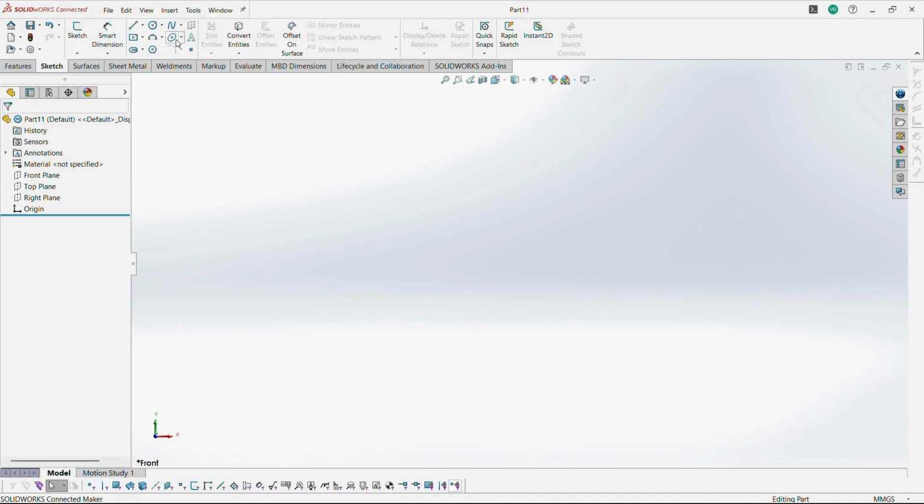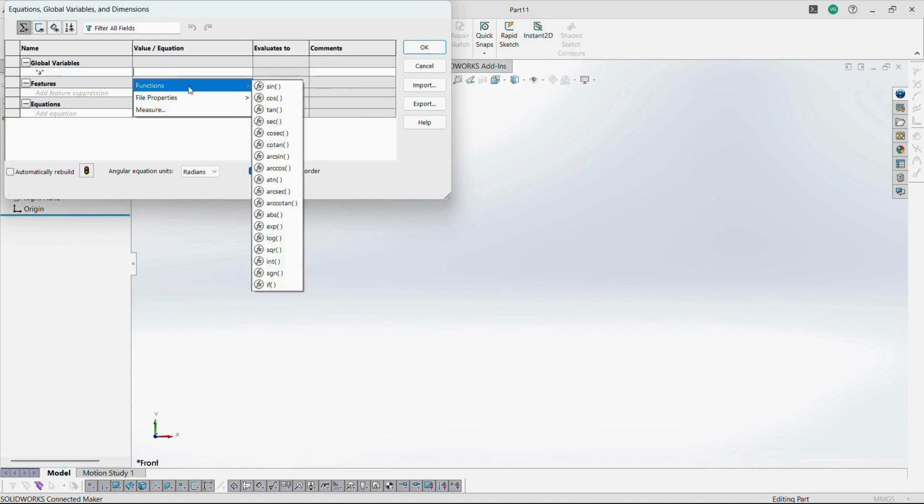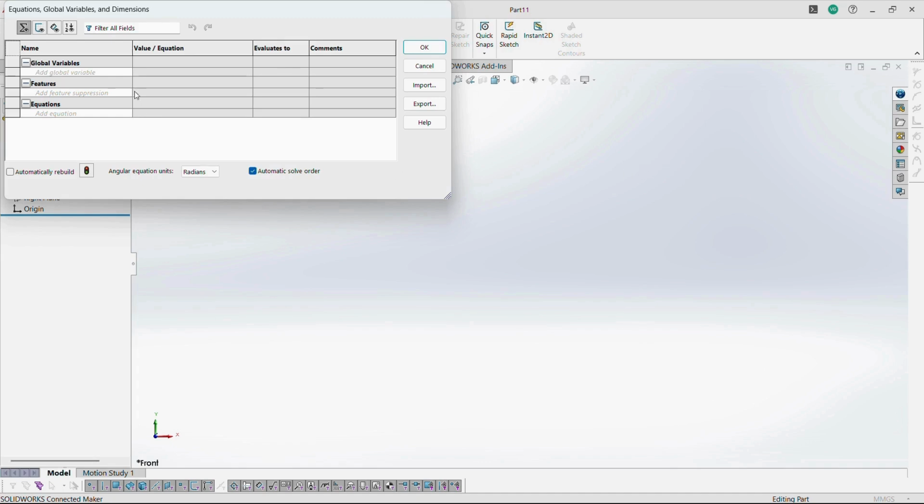Next one is the parametric equation. SolidWorks parametric equation is nothing but a formula basis, because basically you can see formulas like arithmetic equations, built-in functions, and trigonometric functions. These are the additional functions. What is the use of these functions? Sin theta, cos theta, if function, exponential functions.